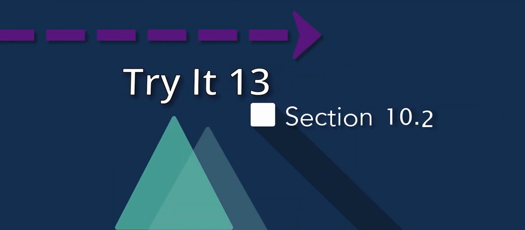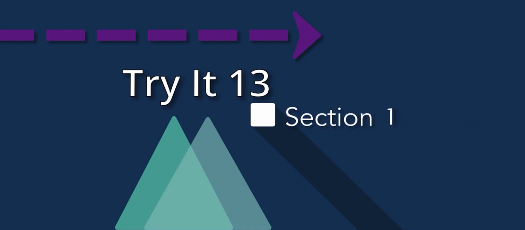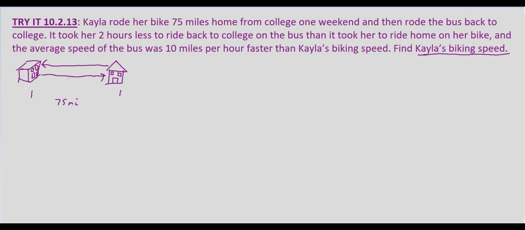We're told that Kayla rode her bike 75 miles home from college one weekend and then rode with a bus back to college. We're told it took her 2 hours less to ride back to college on the bus than it took her to ride home on her bike, and that the average speed of the bus was 10 miles per hour faster than Kayla's biking speed. And we're told to find Kayla's biking speed. We'll call Kayla's biking speed R.